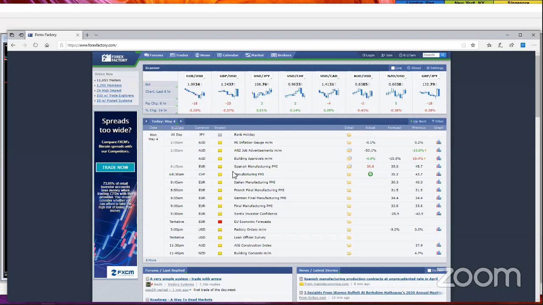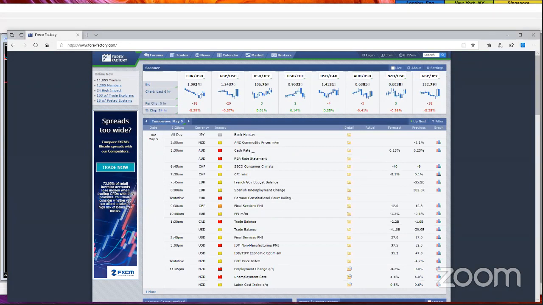This is what we just had out for numbers. Spanish manufacturing down to 30.5. That is an absolutely atrocious number. So the stock market continues to be obliterated on the fundamentals. EU economic forecasts is about the only big picture news today. Cash rate from Australia looks like the forecast is going to be at 0.25%, mate. So maybe we trade into that.